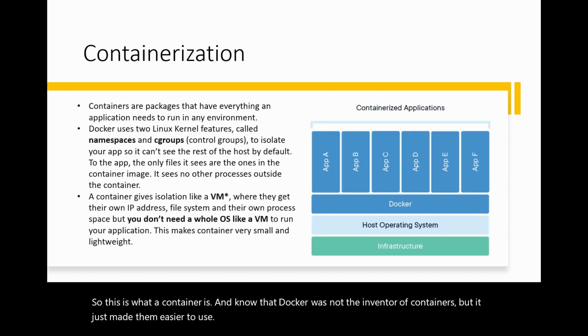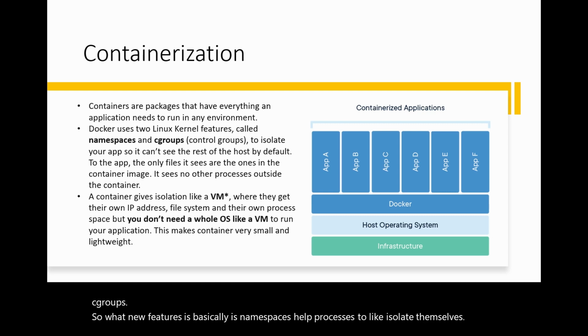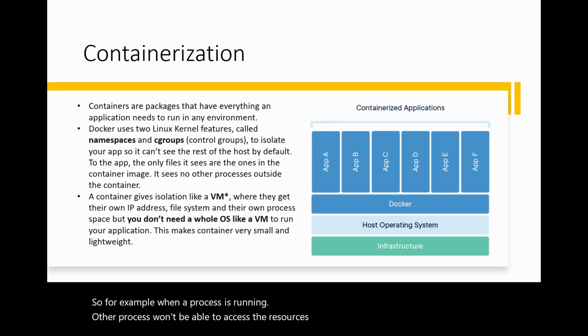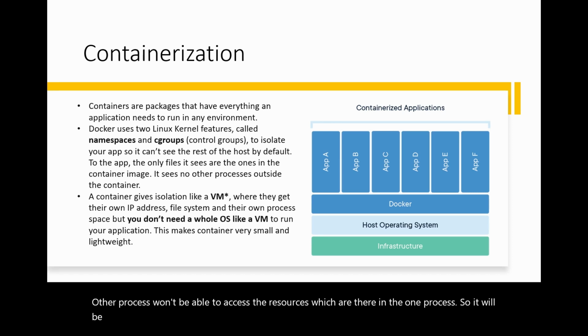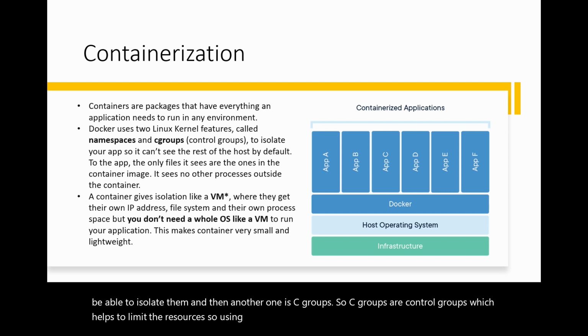So how do containers work? The technology behind them is that Docker uses Linux kernel features called namespaces and cgroups. Namespaces help processes isolate themselves. For example, when a process is running, other processes won't be able to access the resources of that process, so it isolates them. The other one is cgroups. Cgroups are control groups which help to limit resources. Using cgroups you can limit your memory or disk. Using those two things, the technology behind the container was made possible.